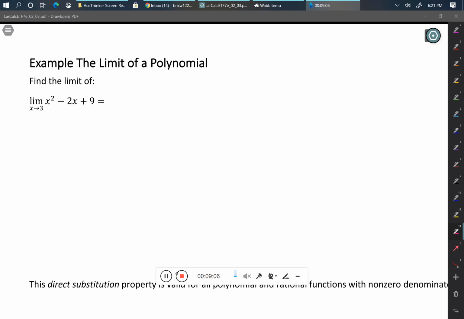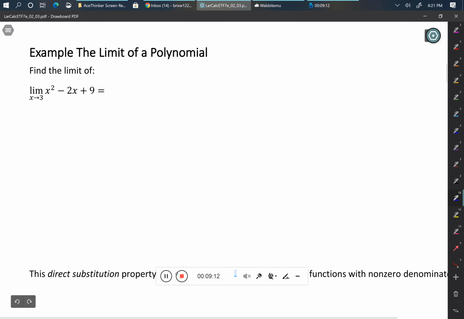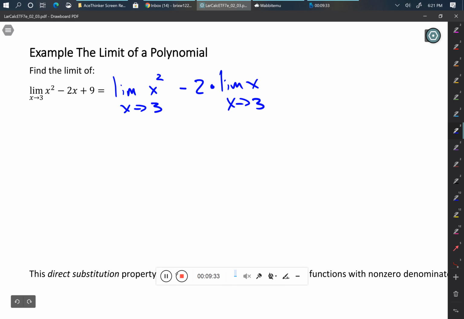Okay, so we're supposed to take the limit of this polynomial here. And so basically what we're going to do is we're going to make use of those rules that we have up there. So what I'm saying, and I hope you're saying, that if I were to apply these limit rules, I could rip this thing apart and rewrite this as the limit of x squared as x approaches 3 minus 2 times the limit of x as x approaches 3 plus the limit of 9 as x approaches 3. And the reason I'm ripping this thing apart like this is I want to get it down to a place where I've just got those rules that I had before to make my life easier.